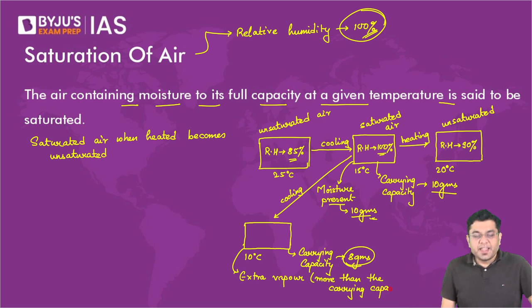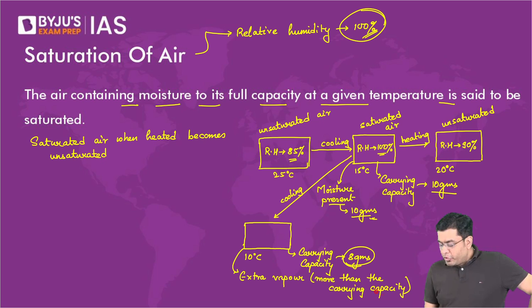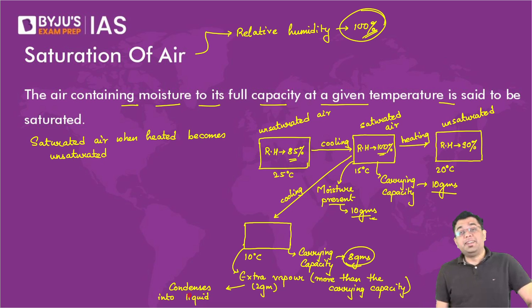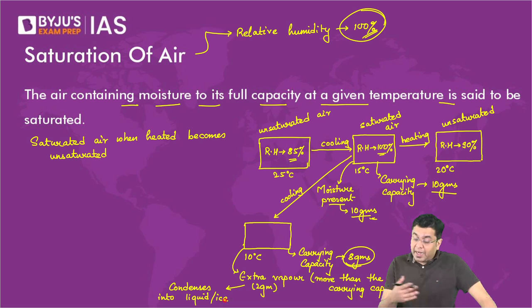So here, what is the extra vapor in this case? You have 2 grams as extra vapor. So that will condense into liquid, or sometimes even ice. If, in order to attain the temperature, because here we are considering 10 degrees Celsius, so it will get converted into liquid.